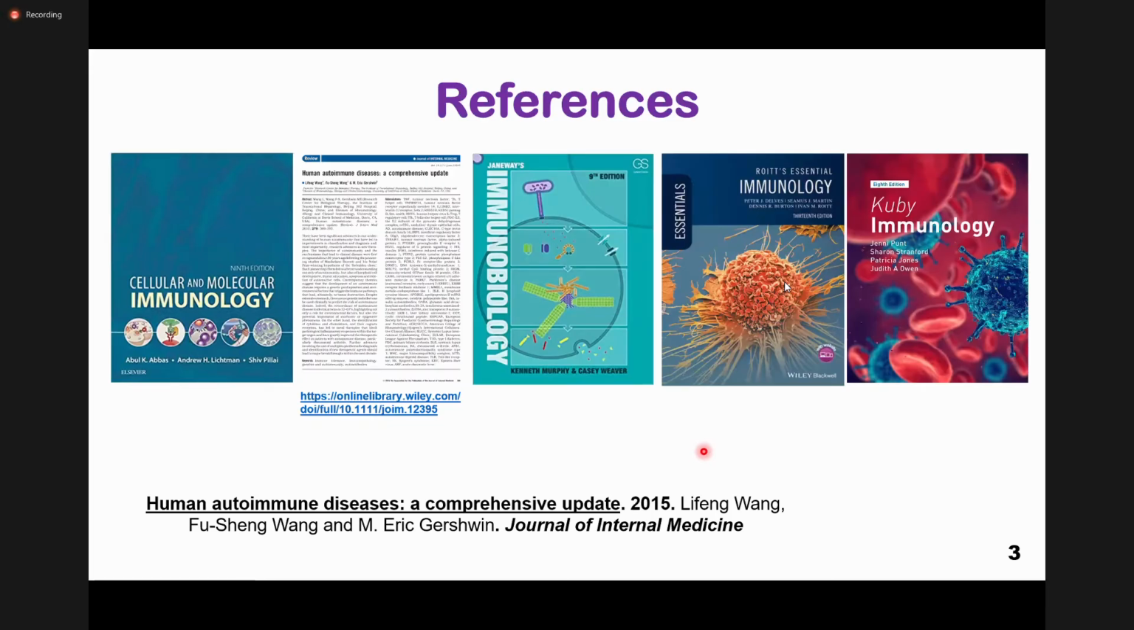So this is the list of references, and I think the first one is the good one, a brief, comprehensive paper that gives you understanding of autoimmune disease. This paper is also fine if you have short time, but generally I would recommend the first one and these two books for your references.